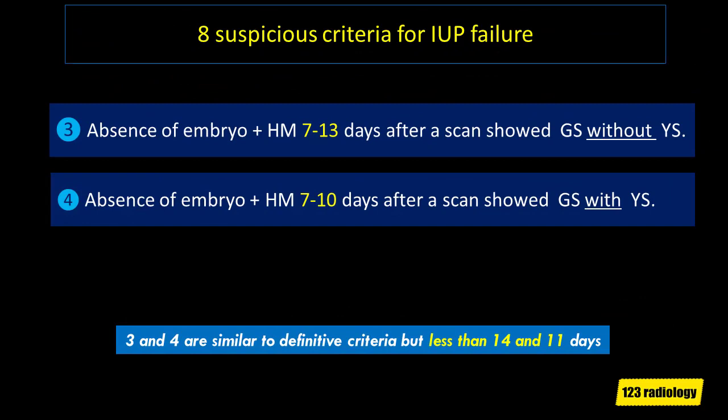The third and fourth criteria are similar to the definitive criteria, but less than 14 and 11 days. Absence of embryo with heart motion, 7 to 13 days, after a scan showed gestational sac without yolk sac. Absence of embryo with heart motion, 7 to 10 days, after a scan showed gestational sac with yolk sac. Note that the time intervals are slightly less than time intervals required for definitive diagnosis of failure.